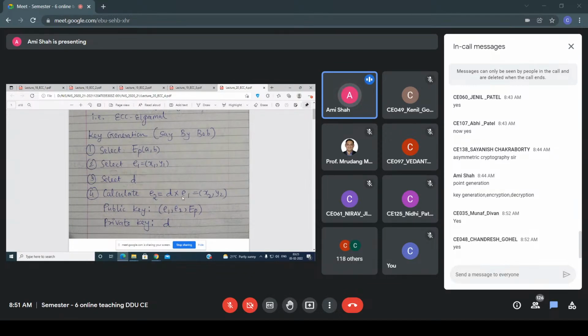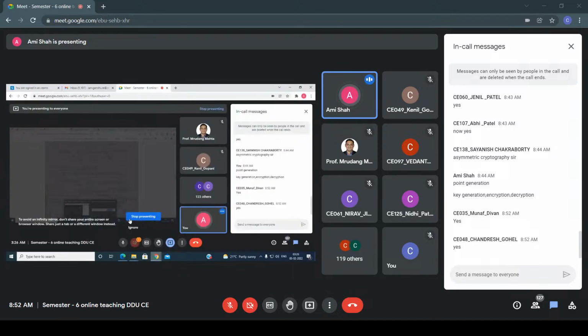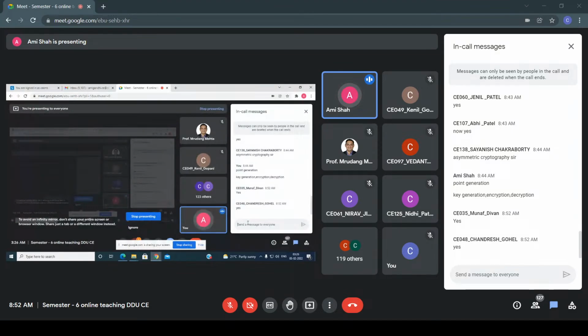Now this operation I have explained in your class, right? P is some point, so 2P. All of you know how to calculate 2P, which I have already covered in your class. Let me just repeat that so you can understand. Basically, see here, I am writing in the chat window, everyone. Let's say the value of d is 2.